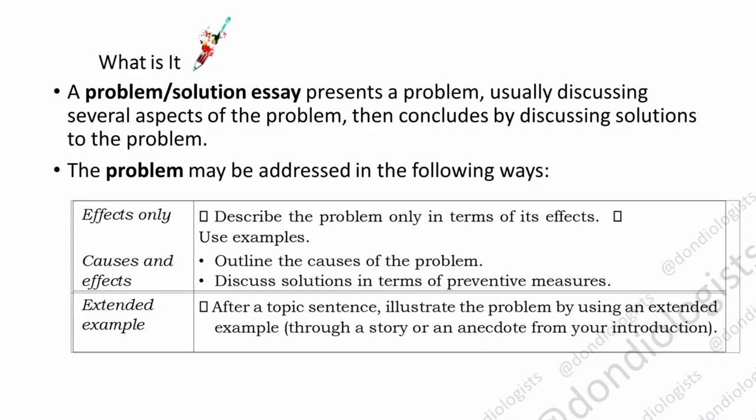A problem solution essay presents a problem, usually discussing several aspects of the problem, then concludes by discussing solutions to the problem. The problem may be addressed in the following ways. Effects only. Describe the problem only in terms of its effects. Causes and effects. Outline the causes of the problem and discuss solutions in terms of preventive measures. Extended example. After a topic sentence, illustrate the problem by using an extended example. It may be through a story or an anecdote from your introduction.